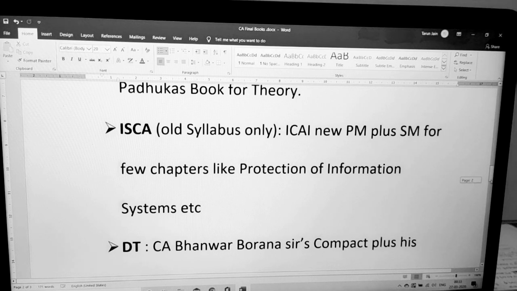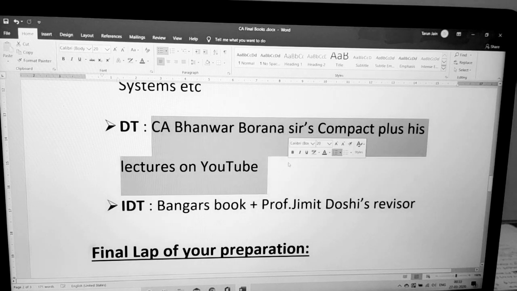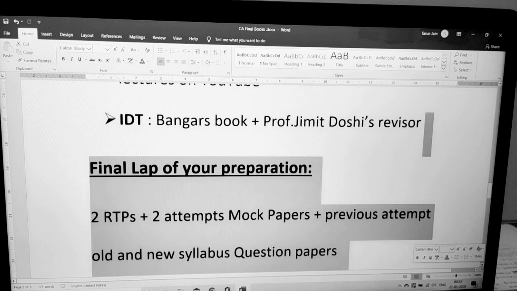Now passing on to Direct Taxes. Again, this has always been my recommendation to you guys, which is CA Bhavar sir's book, his compact in short, plus his lectures on YouTube. For IDT, it is the Bangas book which I followed, plus currently I made a video on the revisor which I found for GST. Of course I did not use this book for my preparation because it wasn't out till then, but right now that is a good book to revise your IDT.